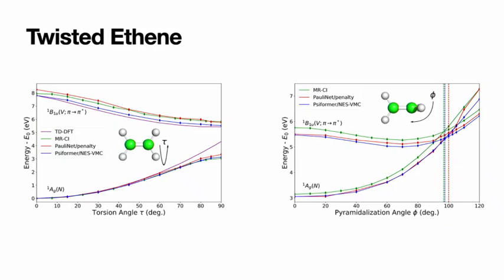We can do conical intersections, matching MRCI results on predicting where the conical intersection for ethene is. This is a classic failure case of TD-DFT methods, and we're even a little bit better at predicting where this is than these neural network penalty methods.